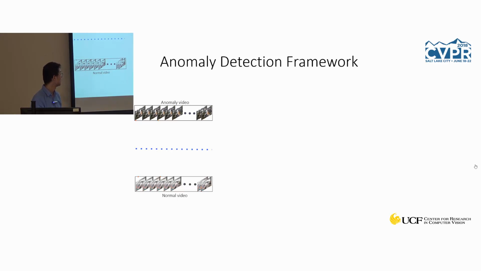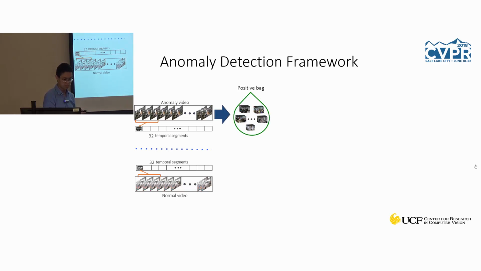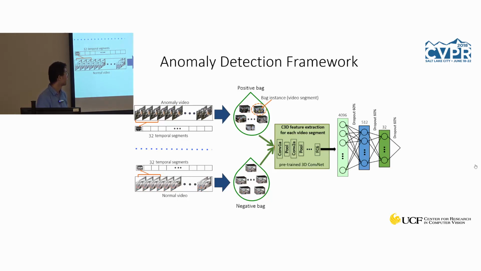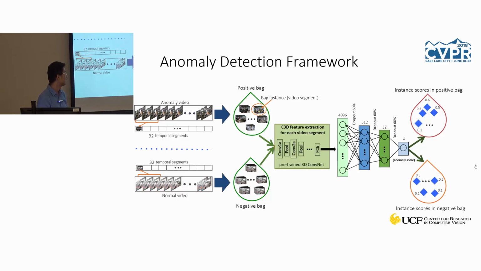So here is the overall anomaly detection framework. We have those anomaly videos and normal videos. We divide them into temporal segments, and we construct the positive bag and the negative bag. Then we use the C3D feature extraction framework to extract the features from those temporal segments. And we predict the score for each of the segments, and we enforce the multiple instance learning ranking loss.